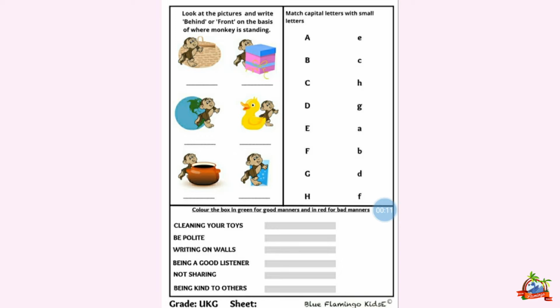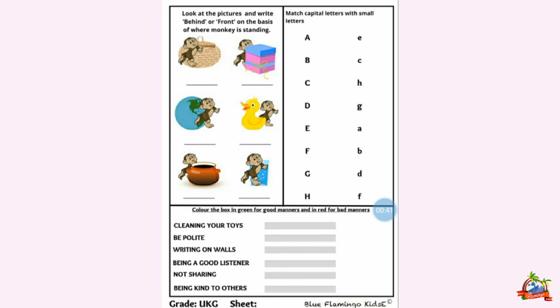So let us start. We have three different sections in this sheet: English, Maths and EVS. Let us start with Maths. Look at the pictures and write behind or front on the basis of where the monkey is standing. Okay?